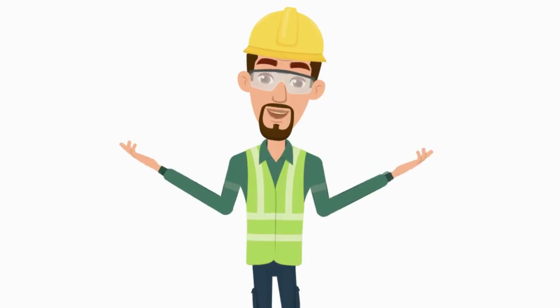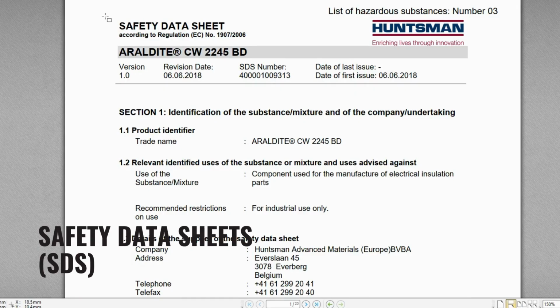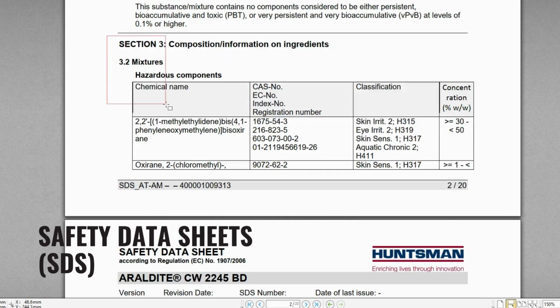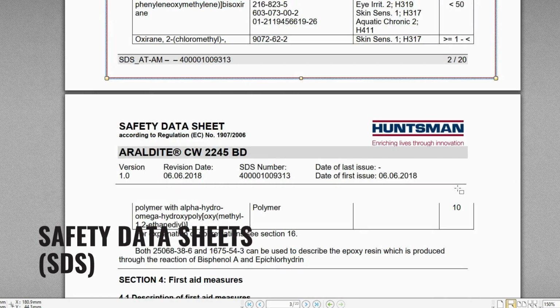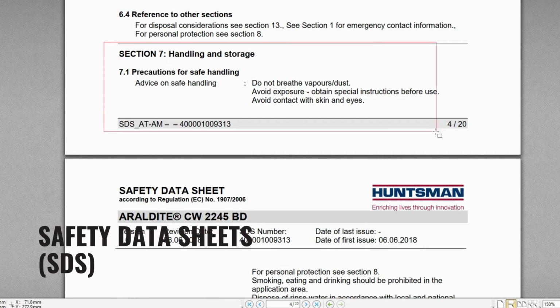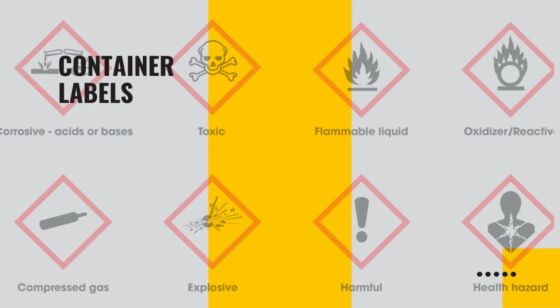Let's begin with safety data sheets, or SDS. Think of these as instruction manuals for chemicals. Manufacturers provide one for each product they make, and your workplace keeps copies. They contain vital details, such as the chemical's name, who made it, hazardous ingredients, safe handling practices, storage recommendations, emergency procedures, and more.